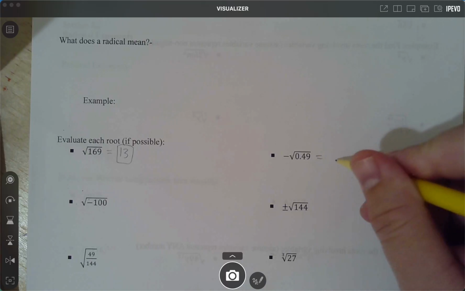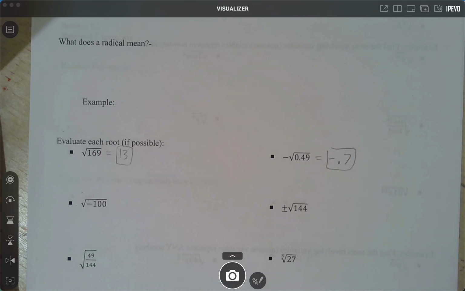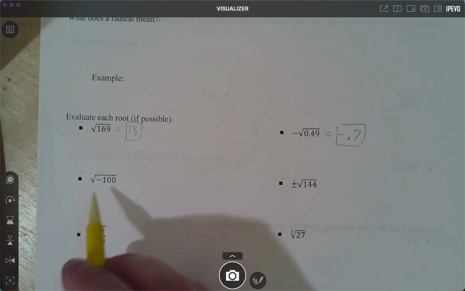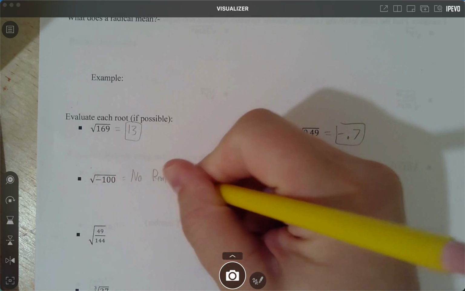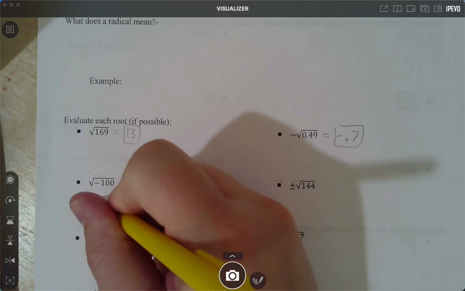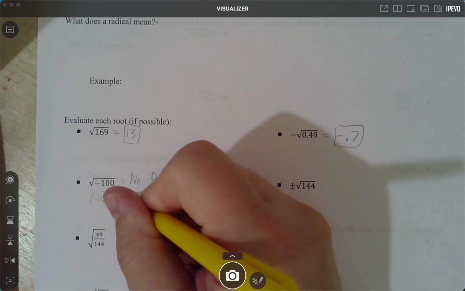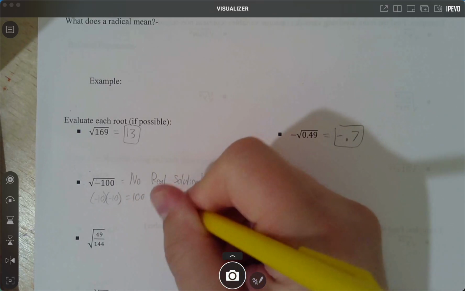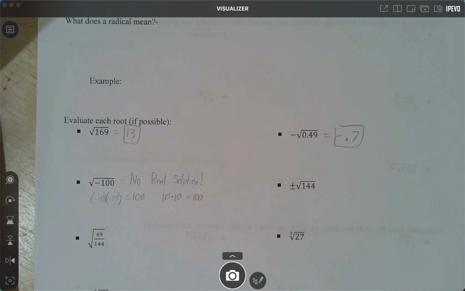This next one is a little bit trickier, but it's going to be negative 0.7. Now, a lot of us, here, let's do the next one, then talk about that. The square root of negative 100 is going to be no real solution. Alright, now why is that? Well, let's see here. Because your options are either negative 10 times negative 10, a number times itself, but that ends up making positive 100. I guess your only other option is positive 10 times positive 10, but that also makes positive 100. So there's no way you can multiply the same thing to itself twice and get negative 100 with real numbers. So there's no real solution.